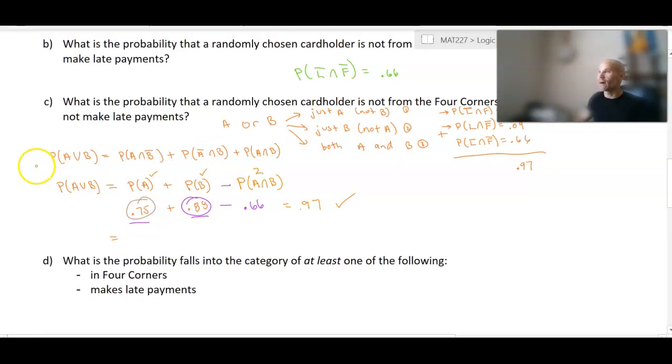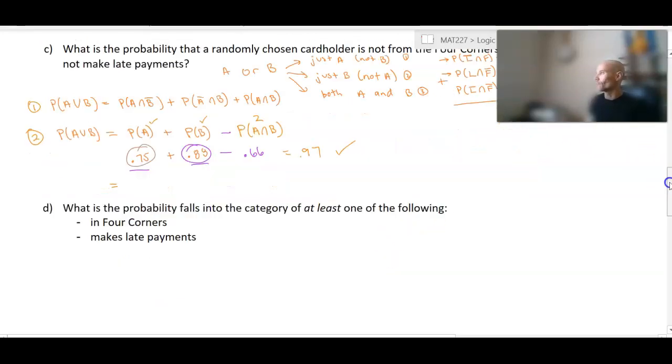So, two ways you could calculate the probability of a union. One is there's no overlap among these three, but there is overlap here in the second calculation, and we have to subtract it away once. Let's do one more question, and then we'll end this video.